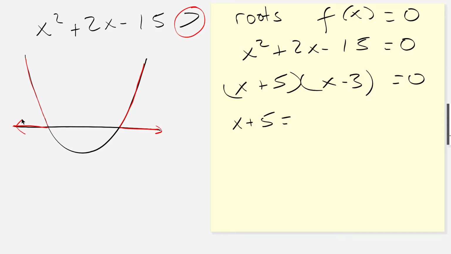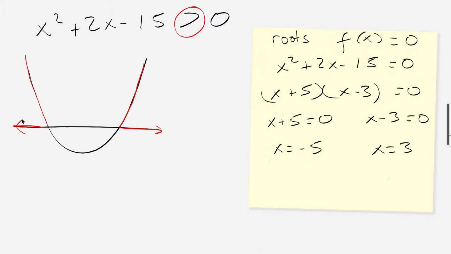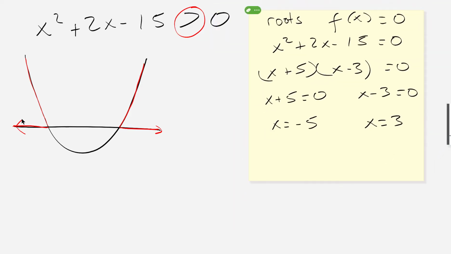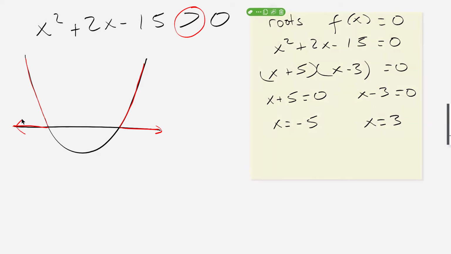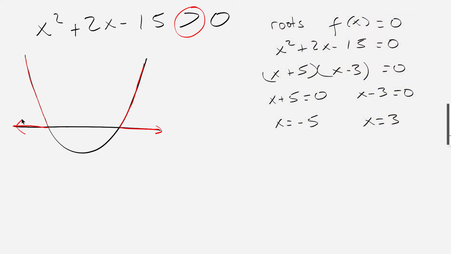X plus 5 equals 0, so x is equal to minus 5. X minus 3 is 0, so x is equal to 3. So minus 5 and 3 are my roots. So I've found the roots for the quadratic function, so I can use that to help me describe this region.